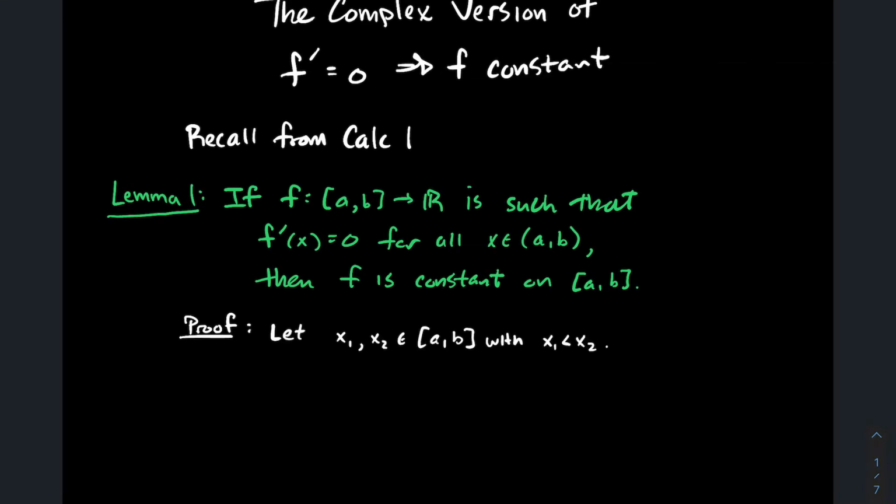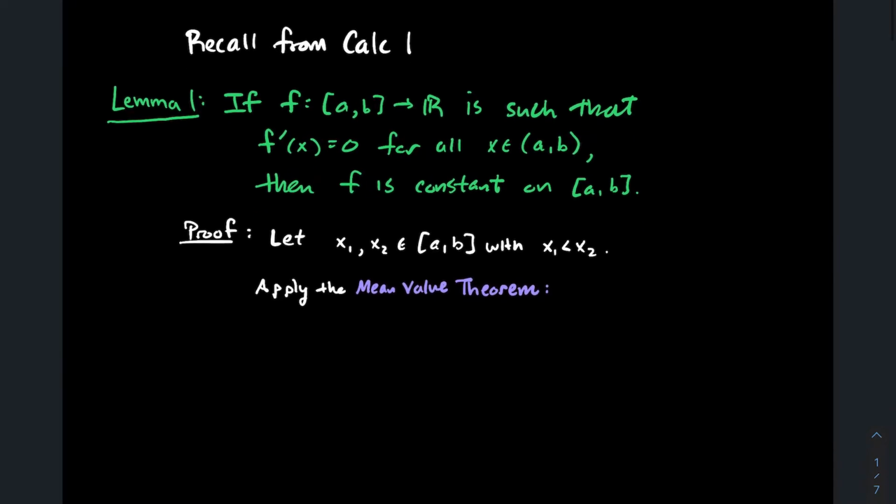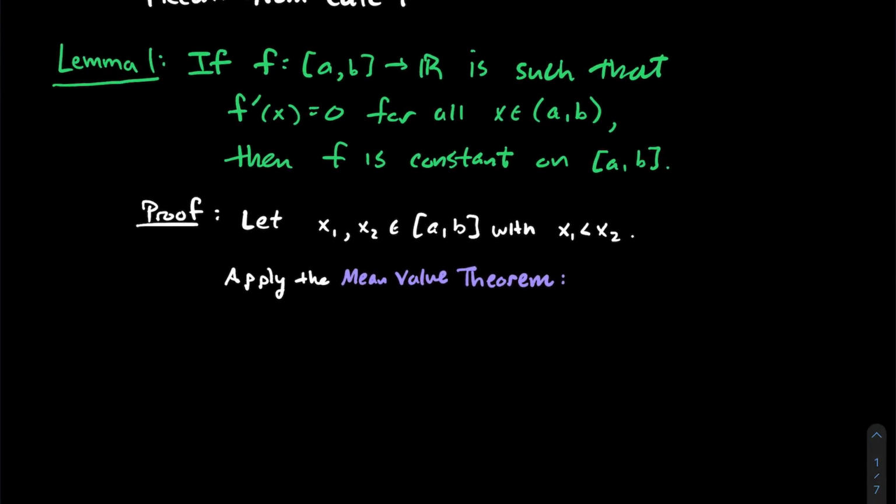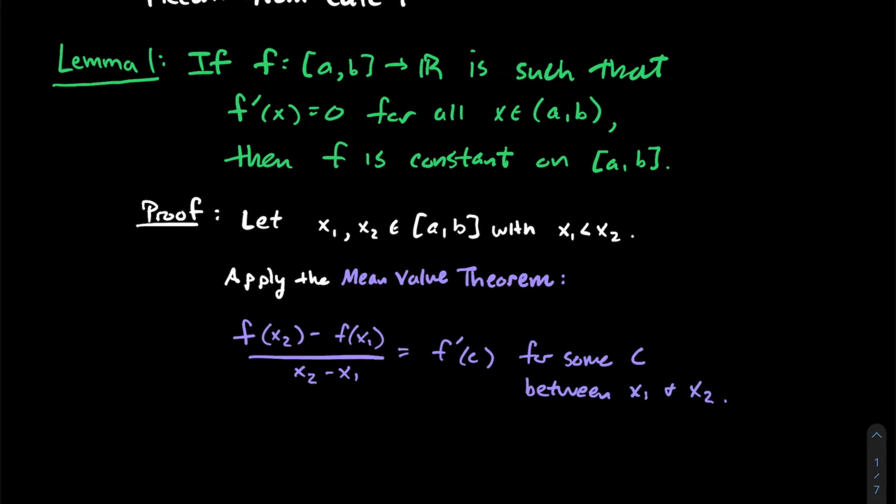Let x1 and x2 be two elements in our interval from a to b, and let's say x1 is strictly less than x2. And what we're going to do is apply the mean value theorem. If you'll allow me to zoom in a little bit. The mean value theorem, recall, says that on the left here is the average rate of change of my function from x1 to x2. And that average rate of change, another word for that, or a concept you should relate that to, is the slope of the secant line to the function from x1 to x2. That average rate of change is equal to the instantaneous rate of change at some c that's somewhere between x1 and x2.